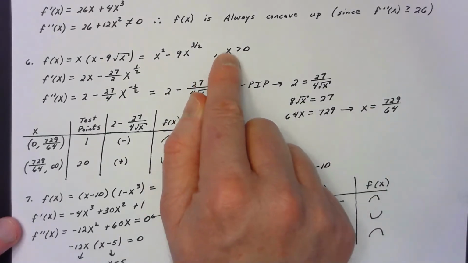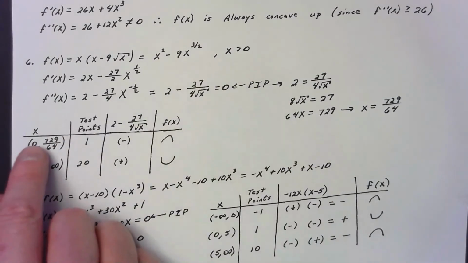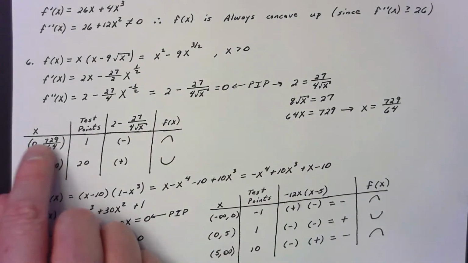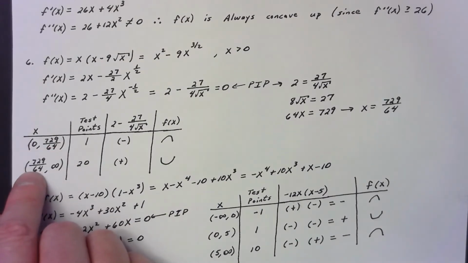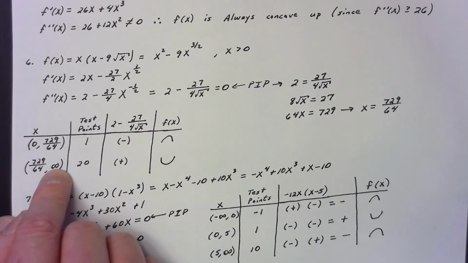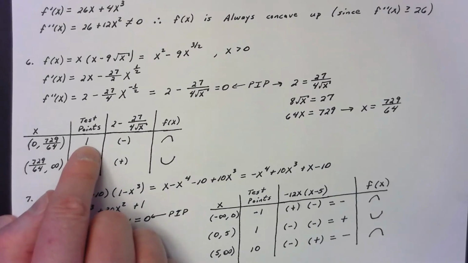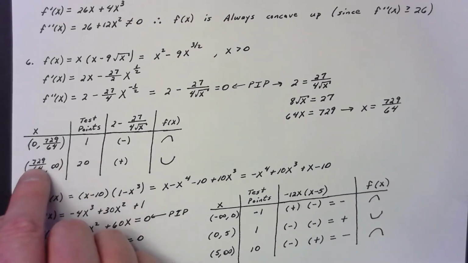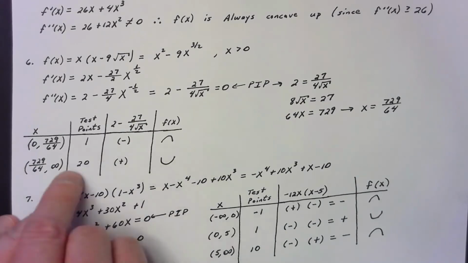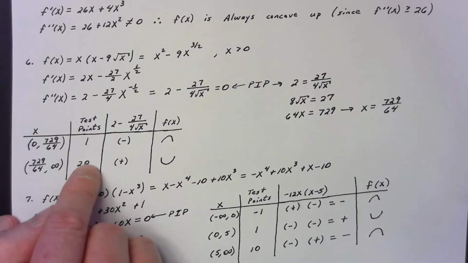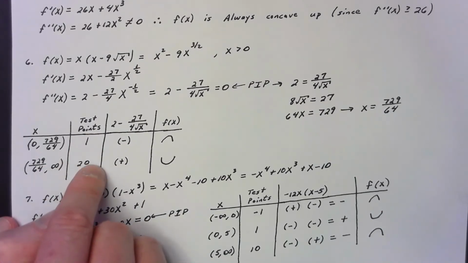So I break up the domain of the original function, which they told me had to start to the right of 0. So I'll say, well, my first test interval is going to go from 0 to my potential inflection point. My second one's going to go from that potential inflection point to positive infinity. I chose a number between 0 and 729 over 64. I know 1's inside of there. And then some number between here and infinity. I know 20 is, although 64 would be as well. So nothing special about those 2 points other than they are inside of the interval that they're supposed to represent.